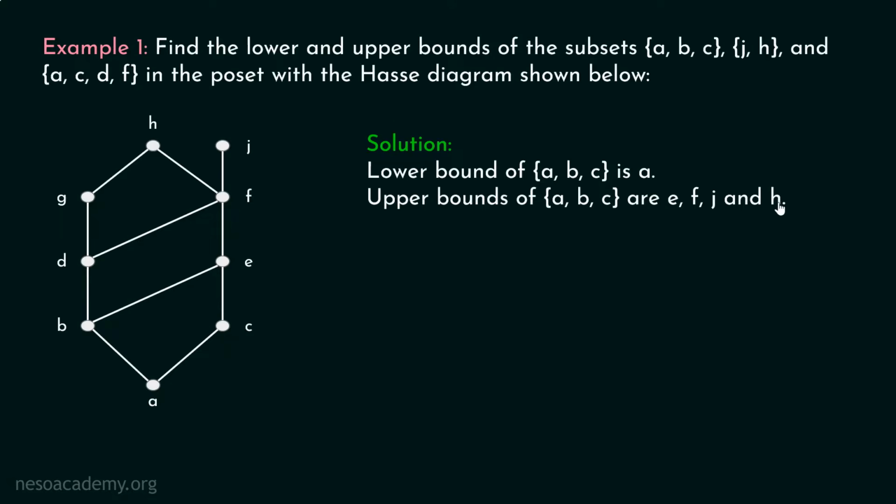Now, let's find out the upper bounds and the lower bounds of J, H, this particular subset. First, we will find the lower bounds of J, H. Lower bounds of J, H are F, D, E, B, C, A. You can easily find this.